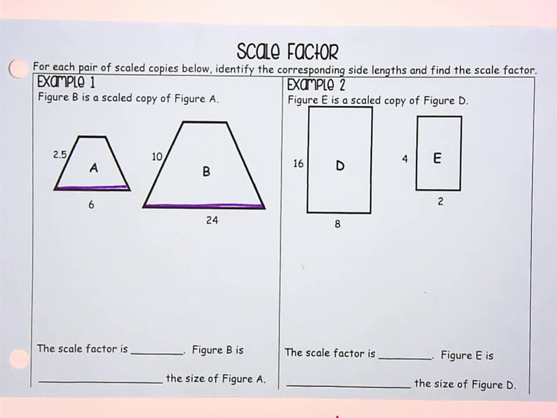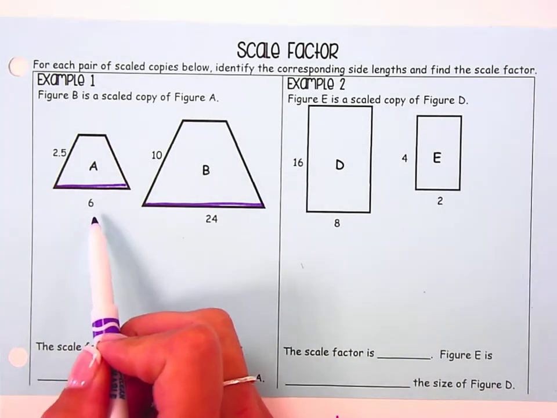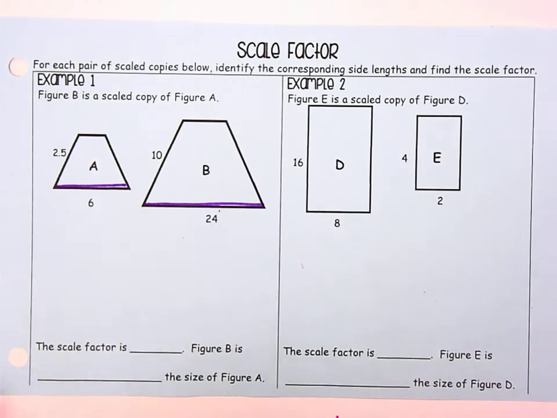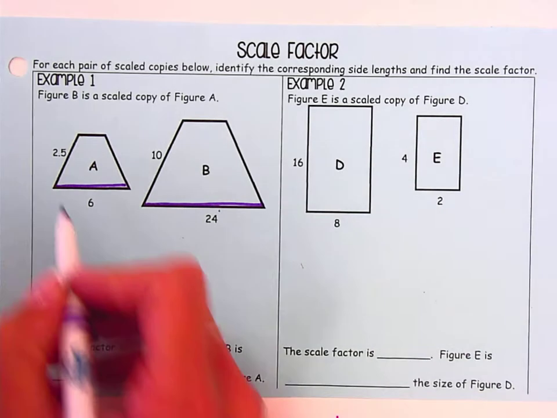Today we're going to take a look at finding scale factor. So remember that scale factor is the number by which we are multiplying the sides in our original figure to get the new side lengths in our scaled copy. So we're going to start by looking at corresponding side lengths.